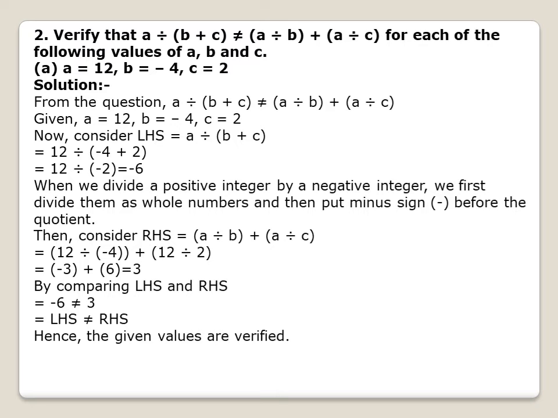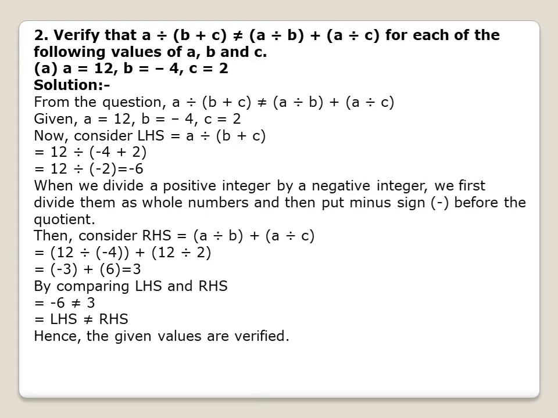When we divide a positive integer by a negative integer, we first divide them as whole numbers and then put a minus sign before the quotient. Then this is the answer. What answer did we get for the left hand side? Minus 6. Whatever is given in the bracket, we will calculate first. Then we will divide with the number which is not in the bracket.